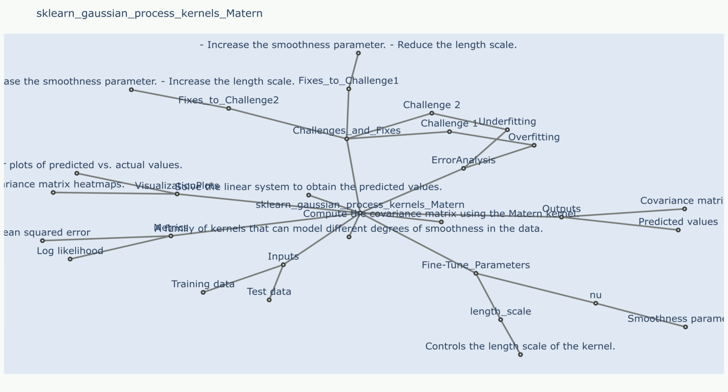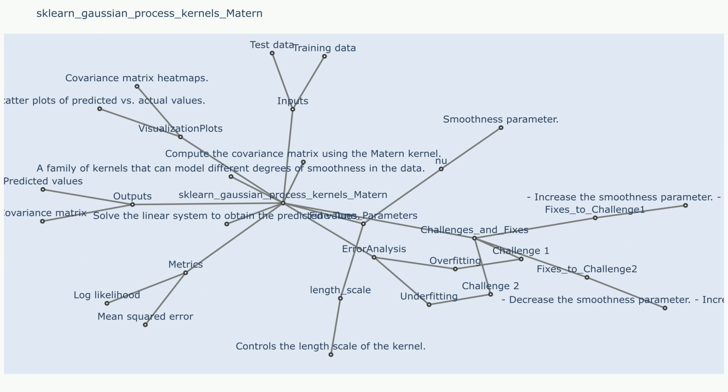Steps: calculate the distance between input data points. The kernel function is based on the distance between input data points. The distance can be calculated using various metrics, such as Euclidean distance, Manhattan distance, or other distance metrics appropriate for the specific application. Apply the Matern kernel function.